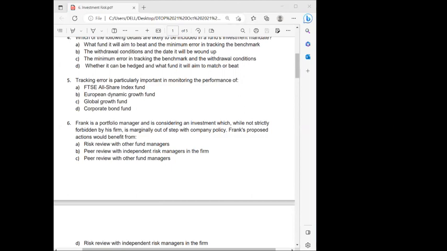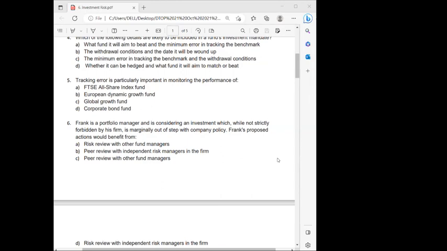Right, I still have 5 responses. Let's see. Tracking error is particularly important in monitoring the performance of FTSE All Share Index Fund, European Dynamic Growth Fund, Global Growth Fund, Corporate Bond Fund. So again, these are all specific ones that we have discussed some time ago. So as you can see, the logical answer in the given one is FTSE All Share Index Fund.